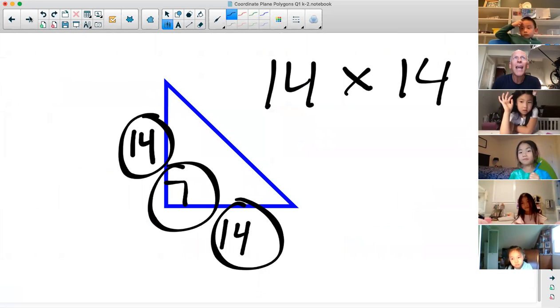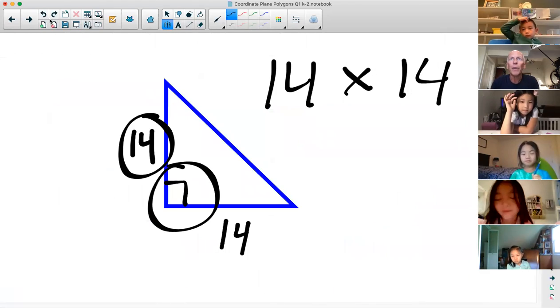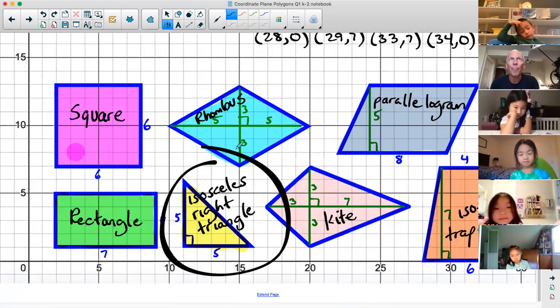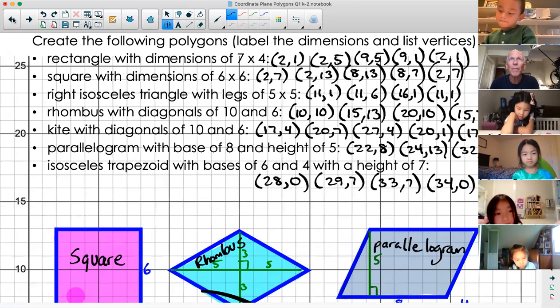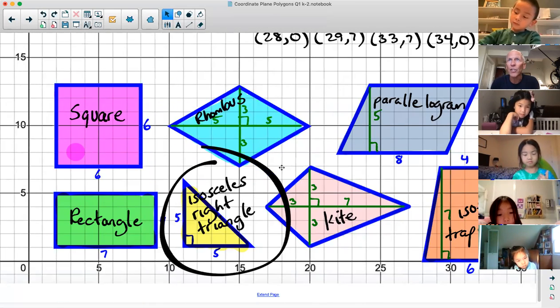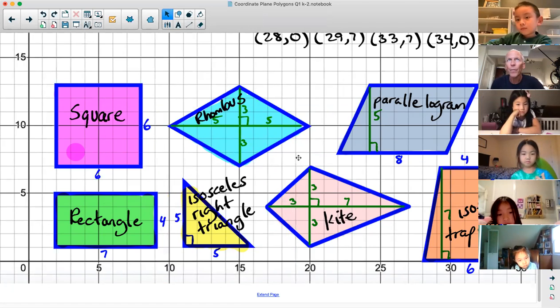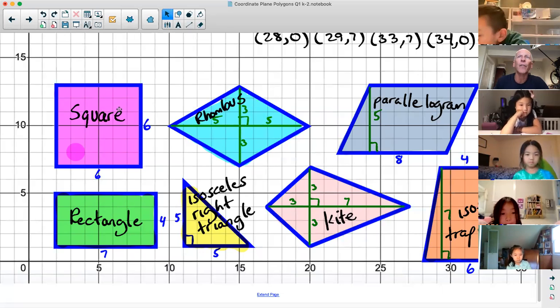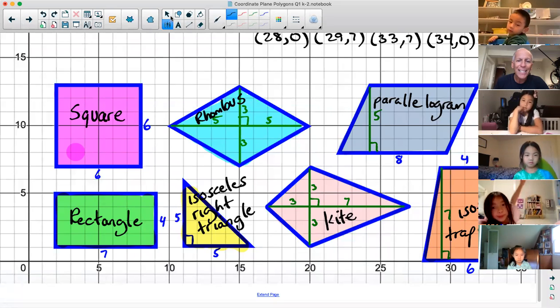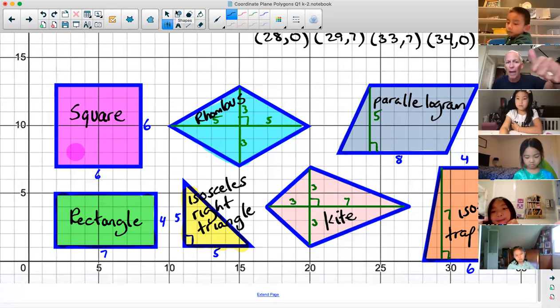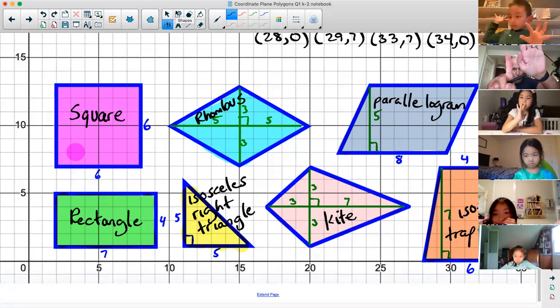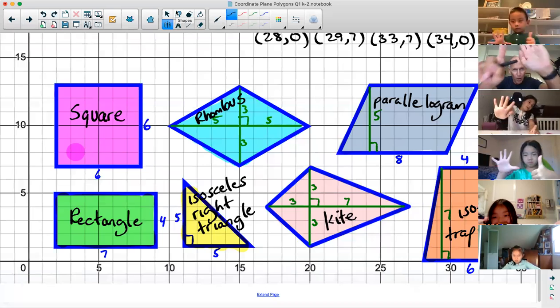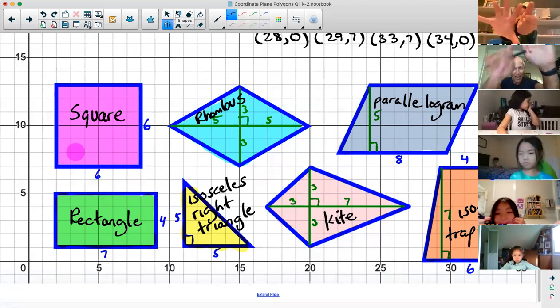Now, big question for you guys. Who can name this? There's one square on the page. Who can name the square by its dimensions? Annalise, go for it. 6 by 6. Everybody give her a high 6. Well, I would need one more finger. There you go, Annalise. That's a high 6.